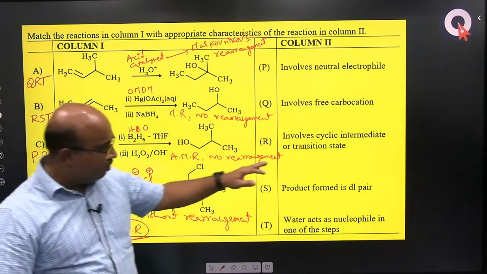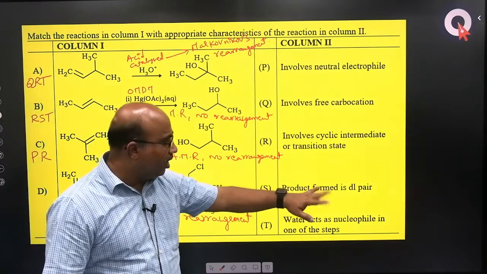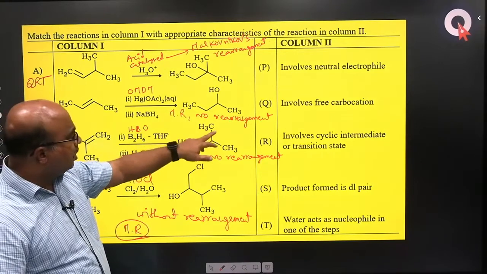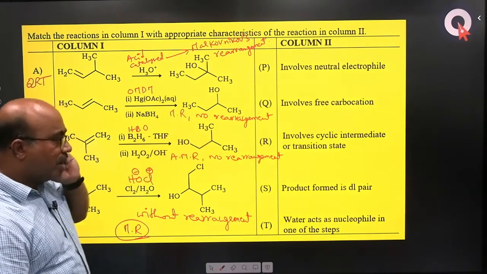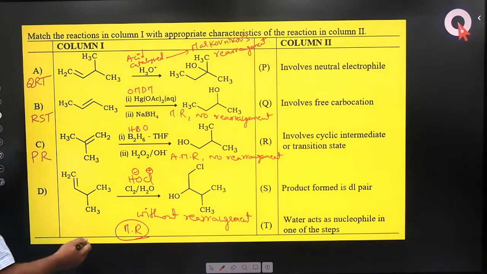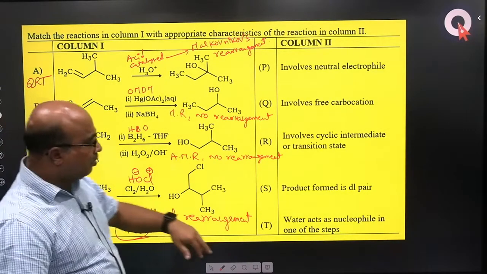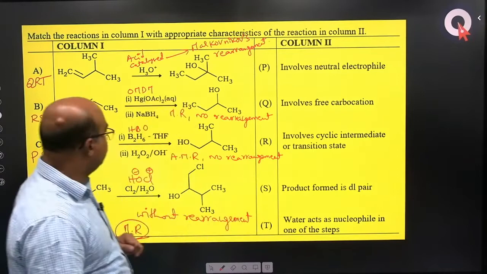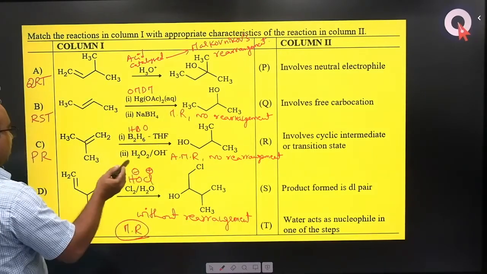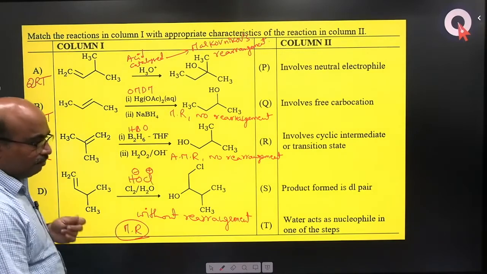Next, R. The product formed is a DL pair. So this compound does not have a chiral carbon. So this compound is not having a DL pair in this. So S will not. Water acts as a nucleophile in one of the steps. Here we don't have any water content in this process. So anyhow that will not exist.